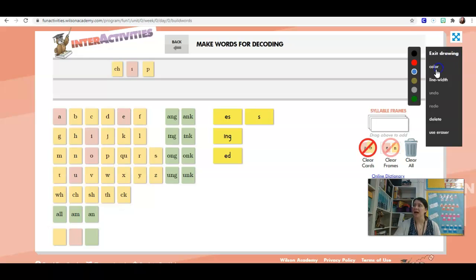And again, I can see that I have 1, 2, 3 cards because I had 1, 2, 3 taps when I tapped out our word. You did a great job, first grade.